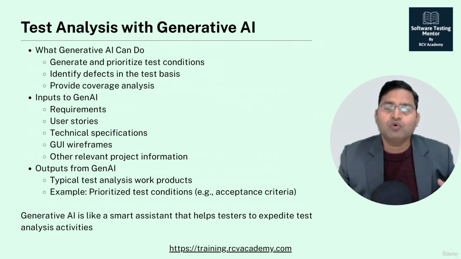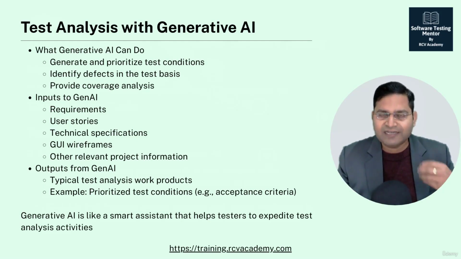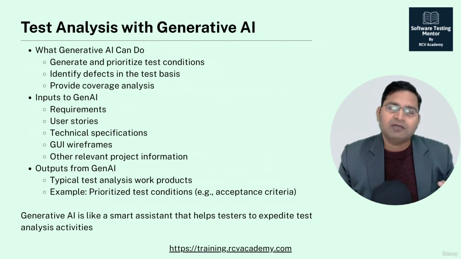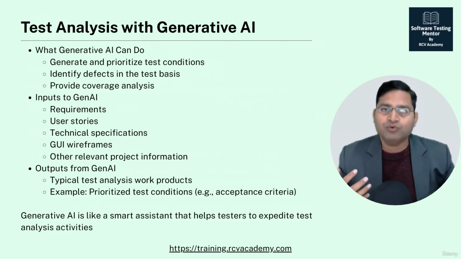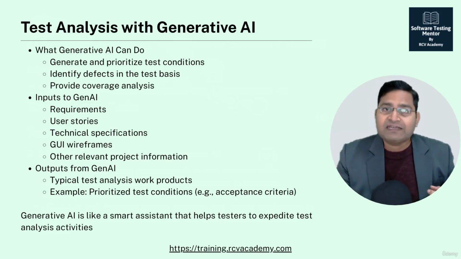Now, what inputs go into the generative AI for test analysis? Usually you will have the requirements in the form of either a software requirement document, or you will have the user story in Jira. Say, for instance, you will input those requirements, user stories, any technical specification, for example, the technical documentation, design documentation, the user interface, wireframes, any other relevant project information you can feed into Gen AI to set up the context. What exactly is the background for which you are looking for the test cases, or for which requirement you are doing the test analysis.